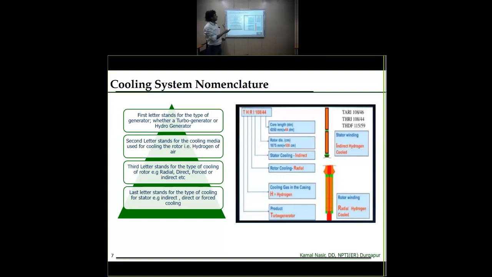Other examples we can take like this. The turbo generator, the rotor is air cooled and the air is entering radially into it, and the stator is indirectly cooled. Indirectly cooled, maybe by water. So these are various nomenclature of stator cooling.